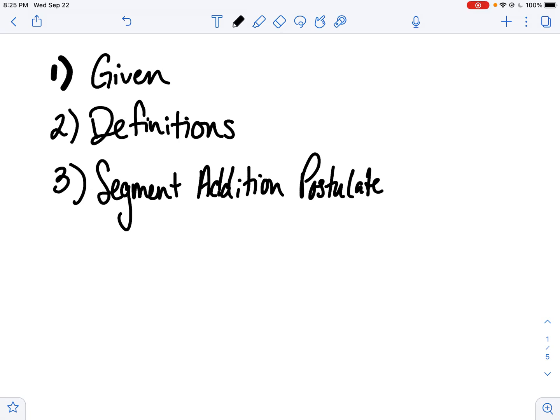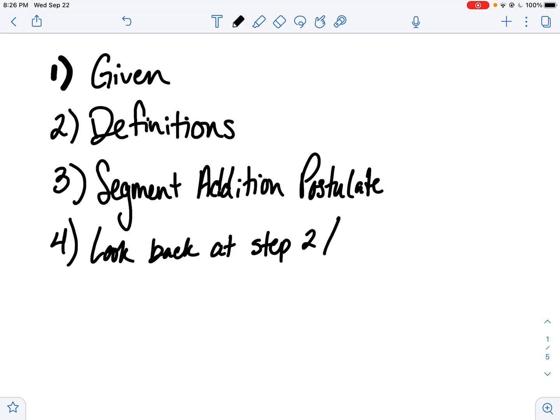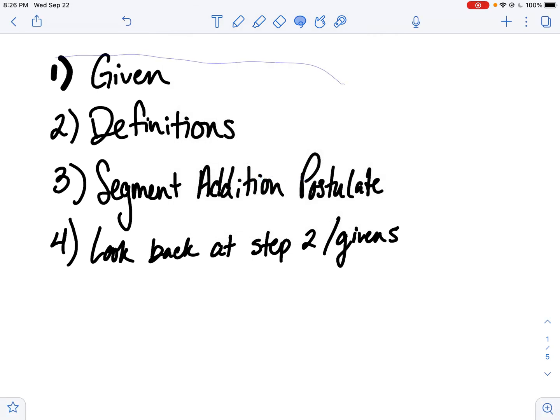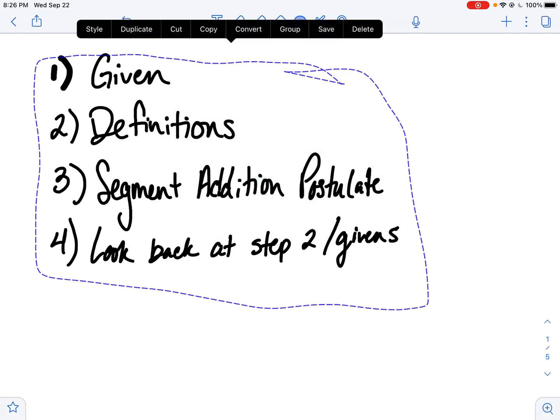After that, if you get stuck, you can always look back at step 2 or your givens to see if there are any substitutions that you can make that you haven't made yet. So those are just some general first steps that you can use.